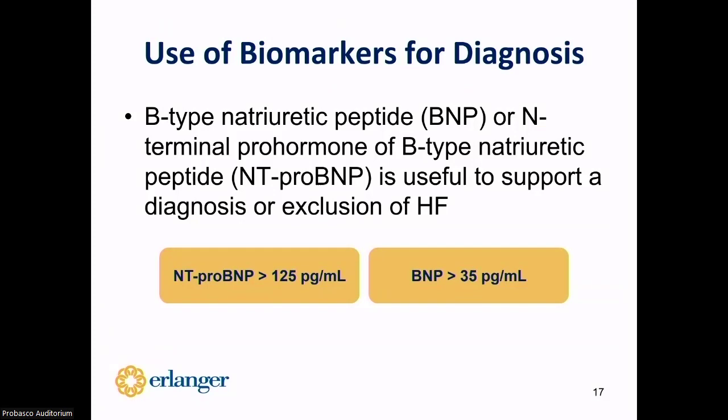And then lastly, I'd just like to mention biomarkers that I use for diagnosis. The cutoffs here for the BNP and NT-proBNP are in the algorithm in the ACC/AHA guidelines for diagnosis of heart failure. They can be useful to help diagnose or exclude heart failure, noting that these are very low thresholds for these values listed here.